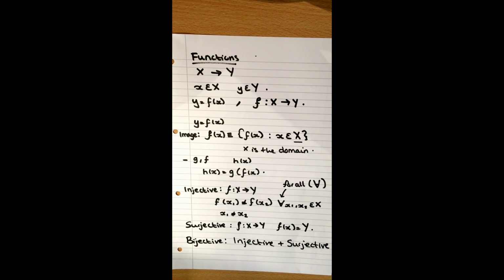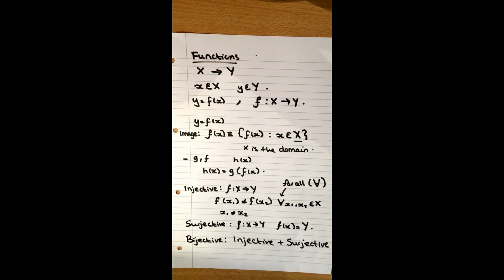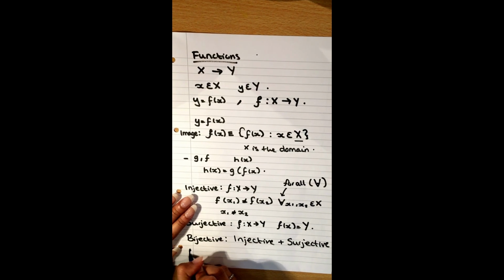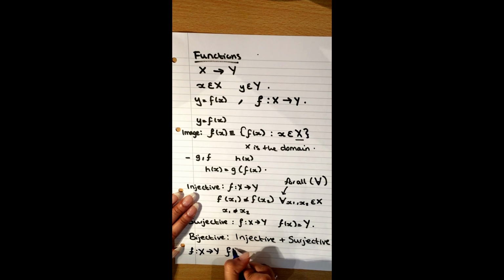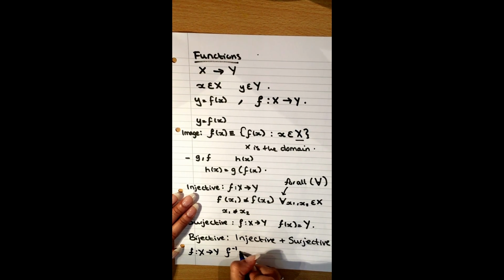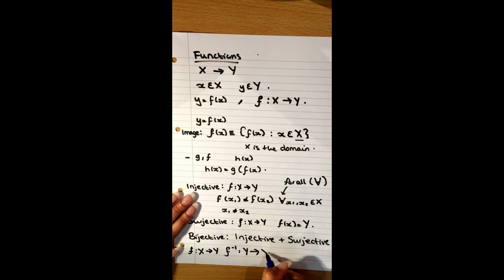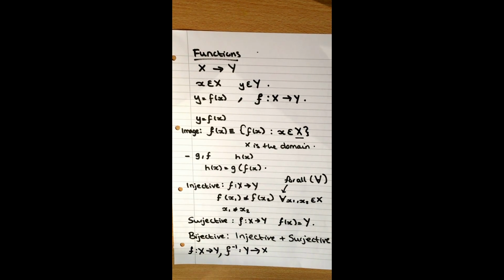So it is unique. So for a function f that maps x to y, the function f minus 1 maps y to x. So this is the inverse function.